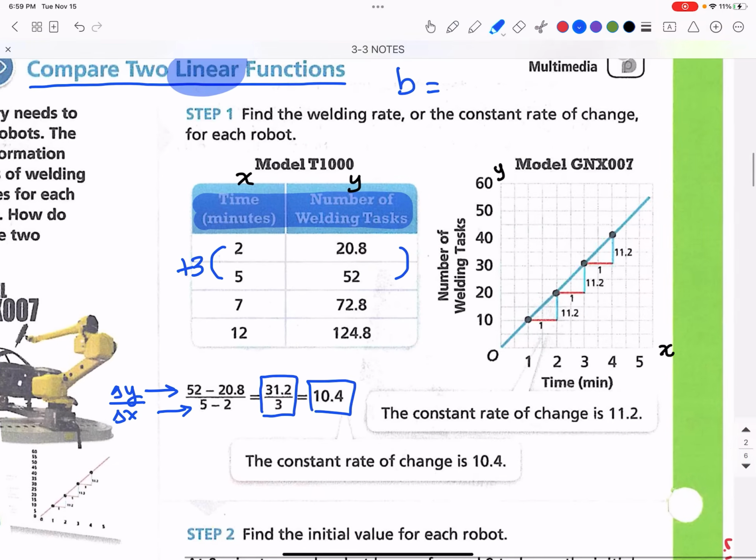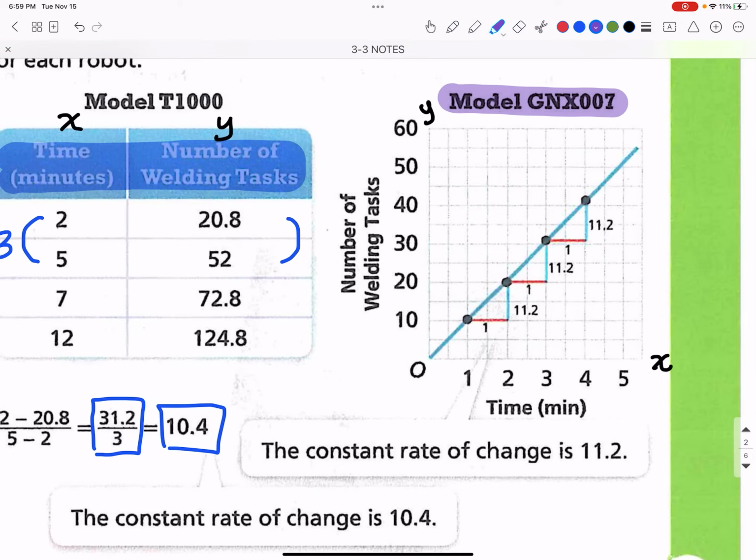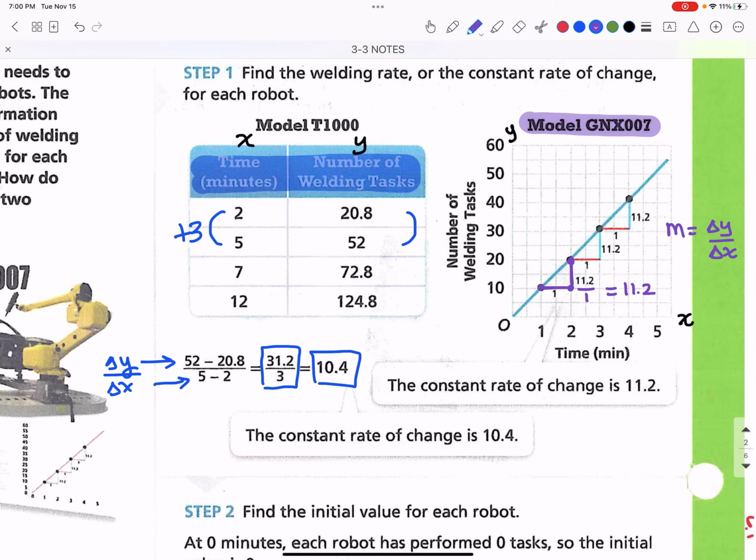Now if we look at this second robot, the model GNX007, we're still given data, but we're given a graph. And so we still can find the M. We can still find our slope by looking for our change in Y over change in X, or our rise over run. If we look at the rise from this point to this point, it's right here, 11.2. And if we look at the run from this point to this point, we run 1. So 11.2 over 1, which equals 11.2. So for this model GNX007, the M equals 11.2. And that is right here.